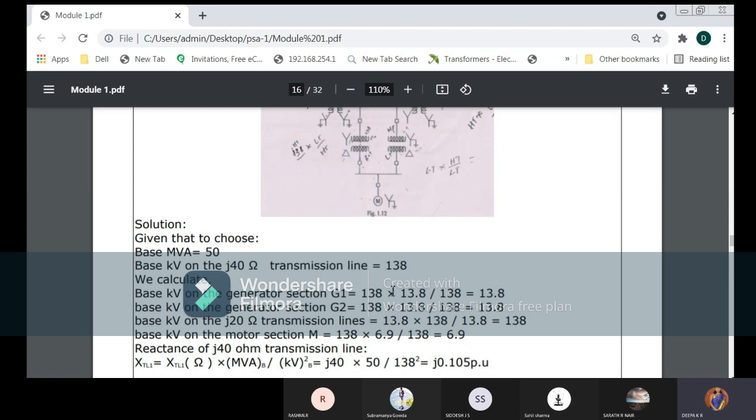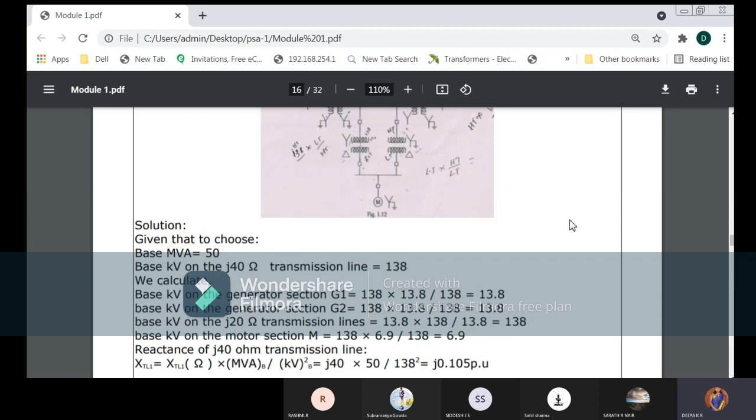You just see the transformer ratio is 13.8 by 138. So what happens? 138 gets cancelled and the base generator value of section 1 is given as 13.8. First case, fine. Second case, guys, you go through the second case.